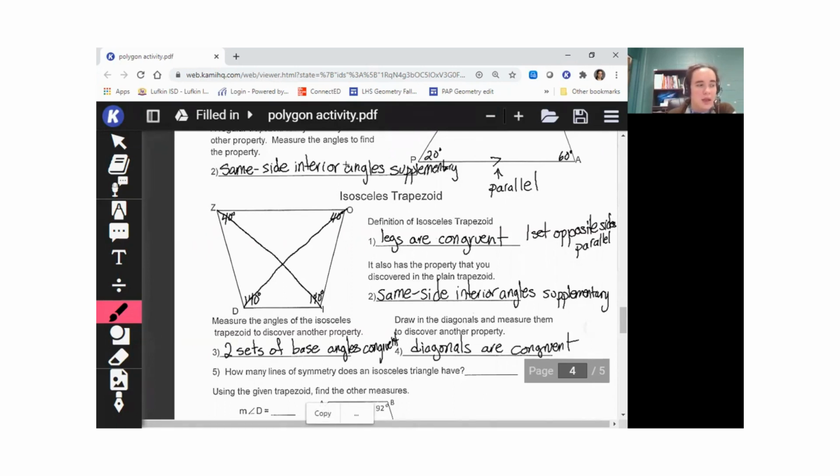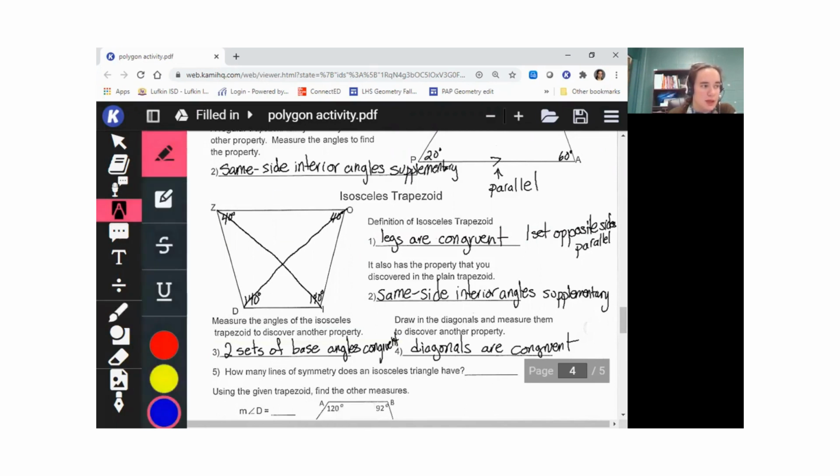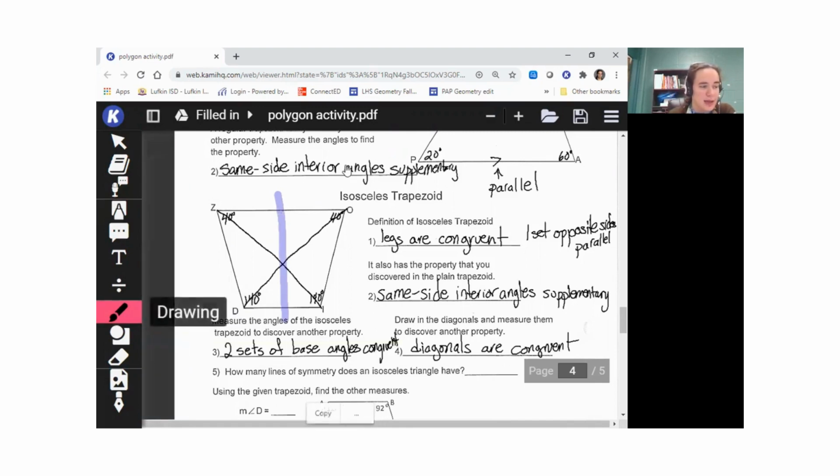And then how many lines of symmetry does an isosceles trapezoid have? It has one, and it's the one cutting the bases in half, just like an isosceles triangle has one line of symmetry through the vertex angle.